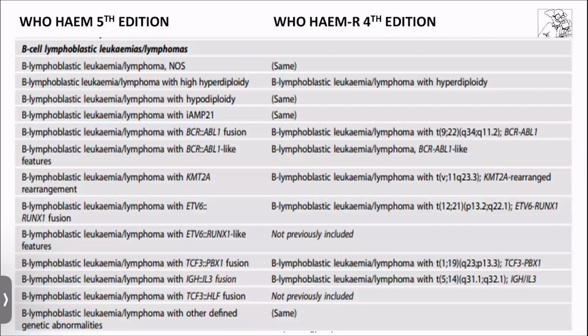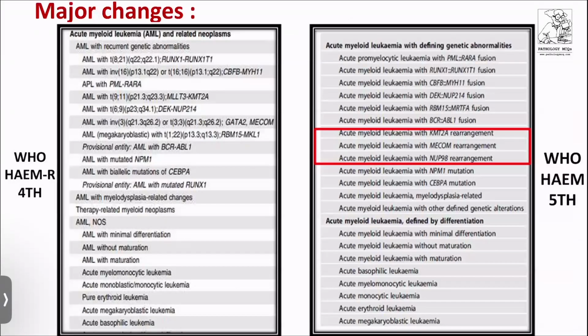So WHO 2022 fifth edition has put forward a lot of changes now, where we can see B lymphoblastic leukemias and AMLs showing a lot of new changes and a lot of new mutations being added. Where we have BCR-ABL like fusion, BCR-ABL fusion, we have ETV6-RUNX1 like fusion, and so on. And in AML, we have major changes like KMT2A, MECOM, and NUP98 rearrangement, which have been added in the defining genetic abnormalities.